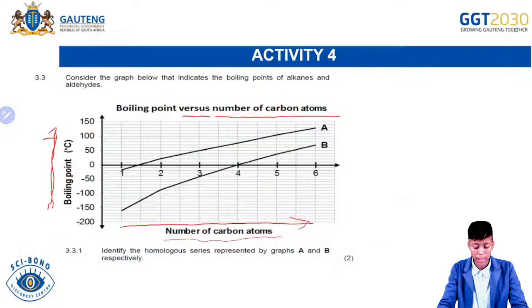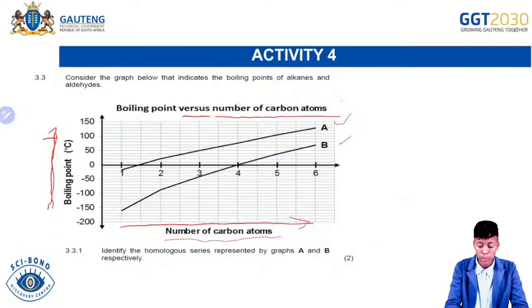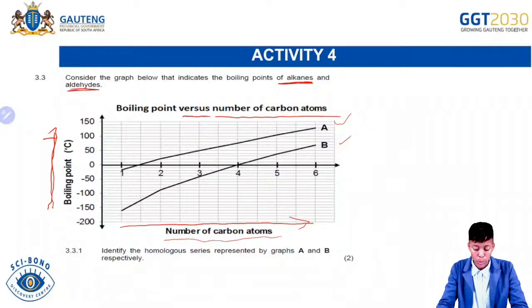So again, we are given letters A and B, and we are told to consider the graph that indicates the boiling points of two series. So we know that one must be an alkane, and the other one must be an aldehyde. So 3.3.1 says, identify the homologous series represented by graph A and graph B respectively.